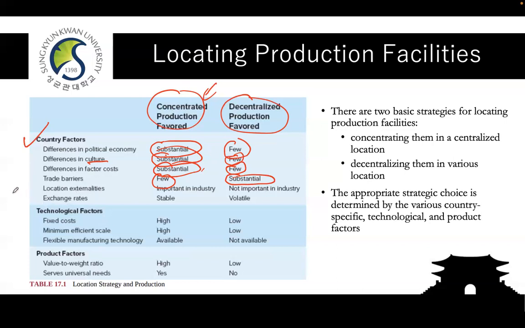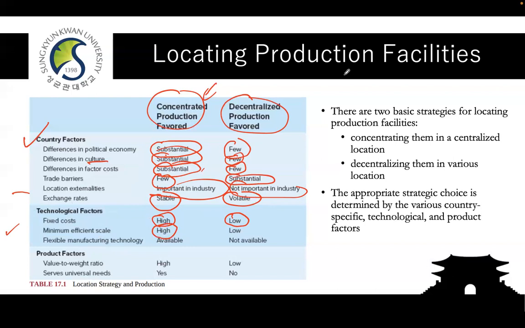And location externalities, important in some industries, not important in others. Exchange rate: if we concentrate on one or a limited number of locations, then the exchange rate problem would be more stable, but it would be more volatile for the decentralized choice. And technological factors, fixed costs: high fixed costs for the concentrated production, lower for the decentralized. Minimum efficient scale should be high.